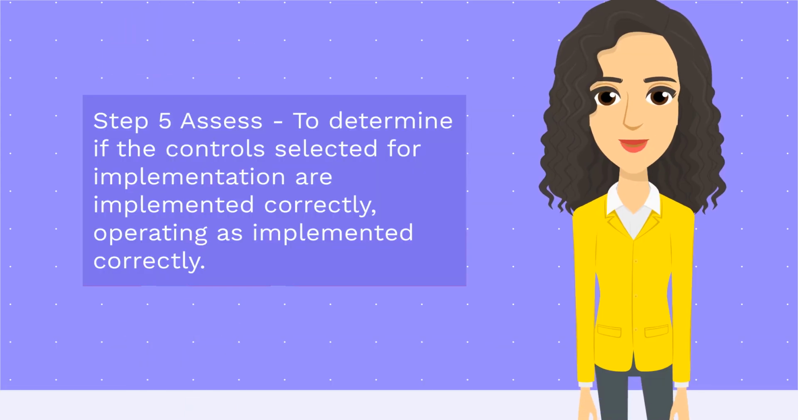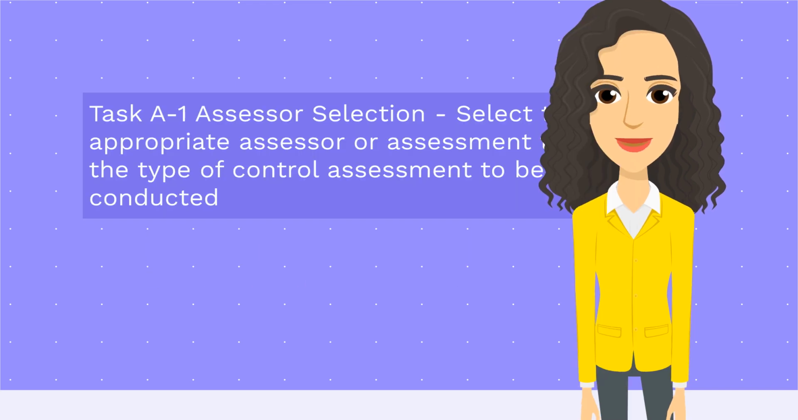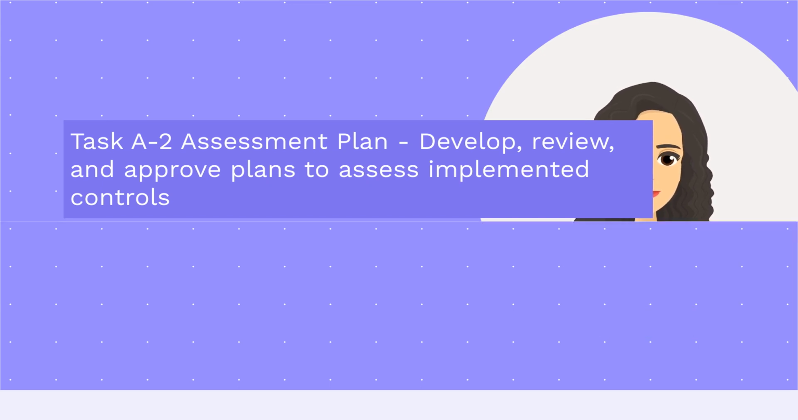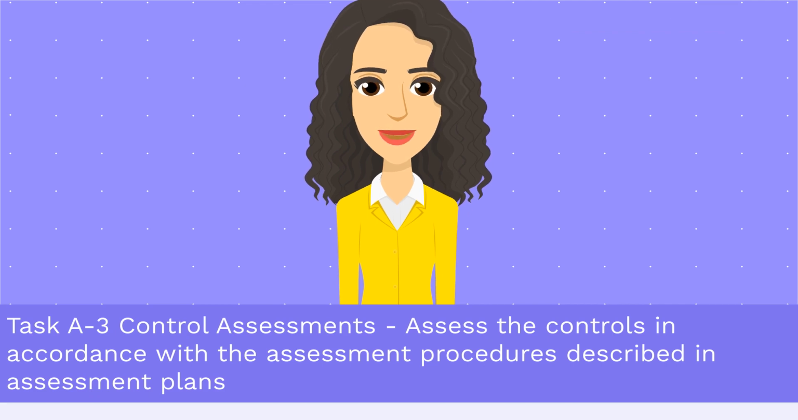Step 5. Assess. To determine if the controls selected for implementation are implemented correctly, operating as intended, and producing the desired outcome. Task A1. Assessor selection. Select the appropriate assessor or assessment team for the type of control assessment to be conducted. Task A2. Assessment plan. Develop, review, and approve plans to assess implemented controls. Task A3. Control assessments. Assess the controls in accordance with the assessment procedures described in assessment plans.